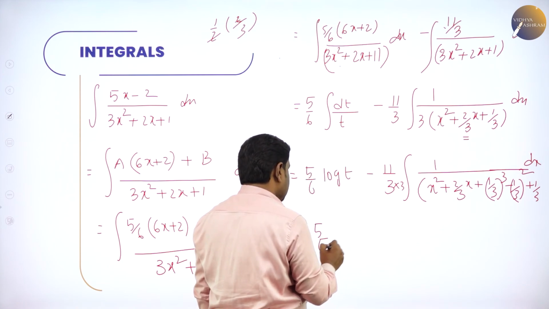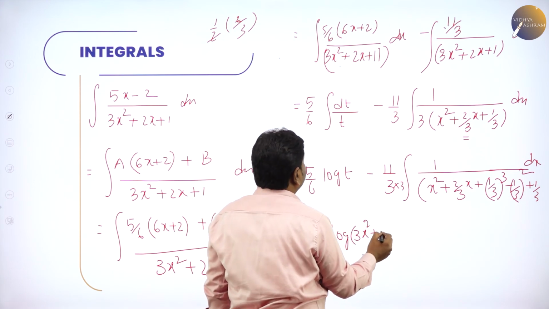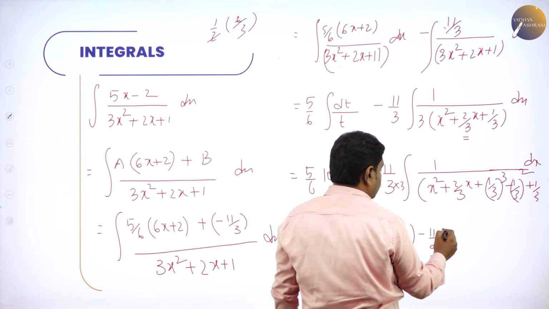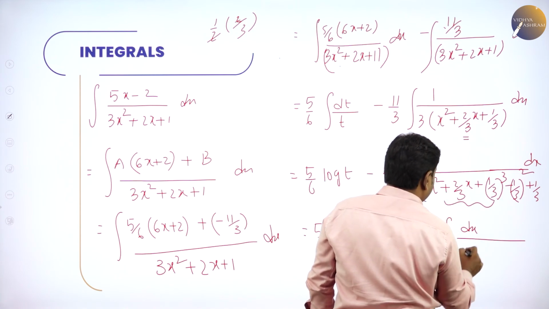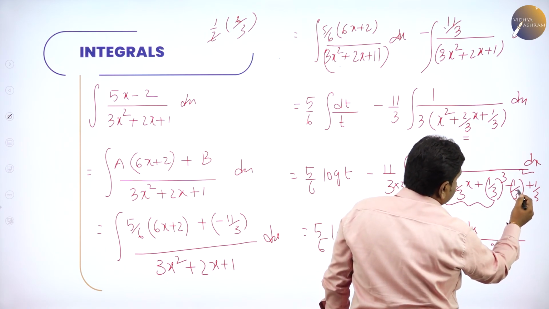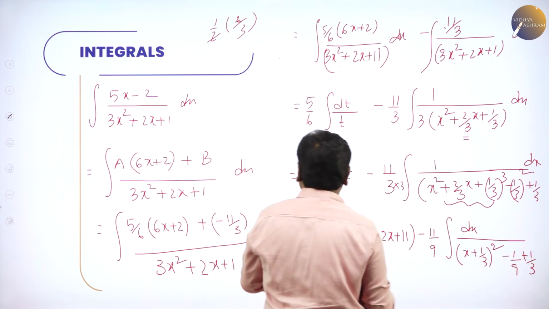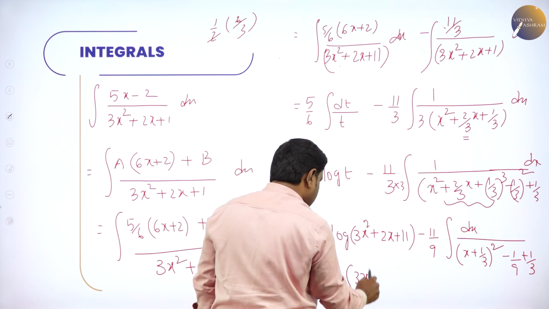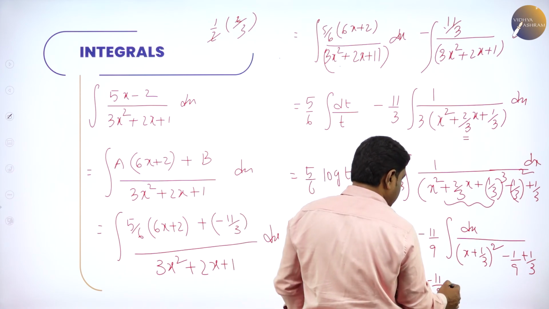So 5 by 6 log of t means denominator. Directly f dash x by f of x is log f of x. 3x square plus 2x plus 1, minus 11 by 3 into 3 is a 9. Now this can be written as integration of dx divided by a square. This whole thing can be written as x plus 1 by 3 the whole square, and minus 1 by 9 plus 1 by 3 will be there. So further you integrate it. So 5 by 6 log of 3x square plus 2x plus 1, minus 11 by 9. You should put log always in modulus.